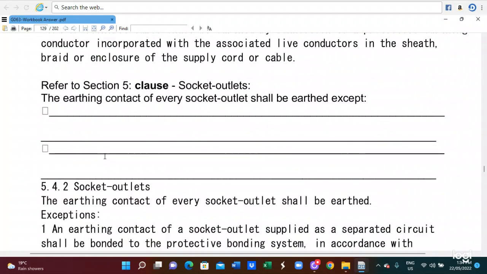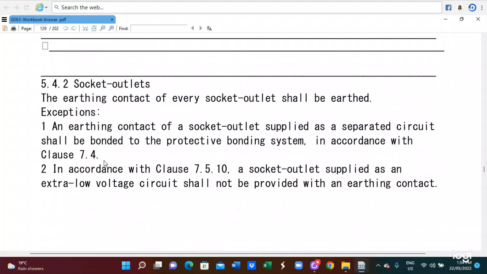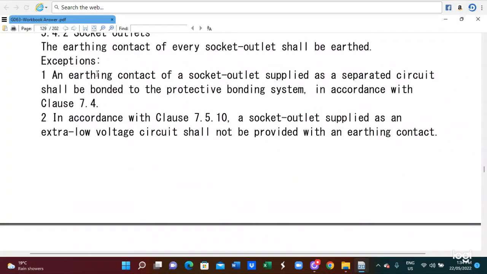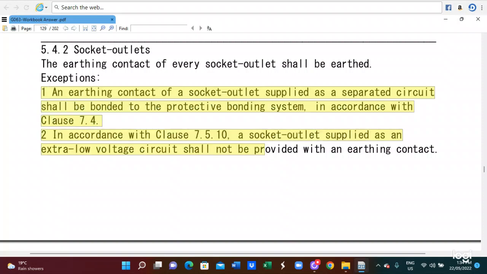Protective earthing system. And 5.4.2, you can read about the socket outlet. So earthing contact for every socket outlet shall be earthed. So there are extension 1 and 2, you can see that the same.